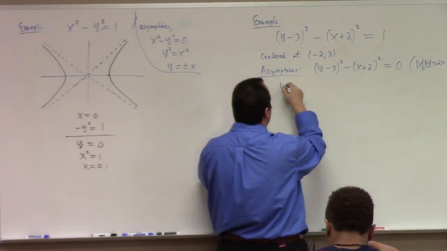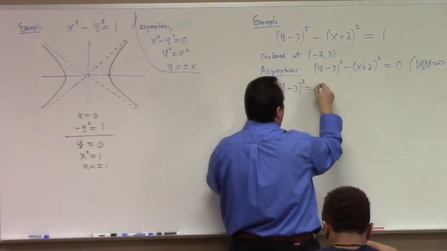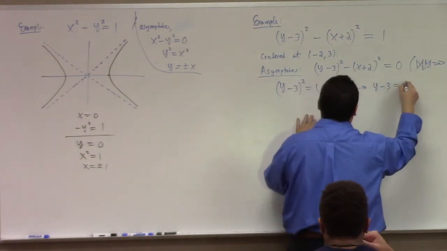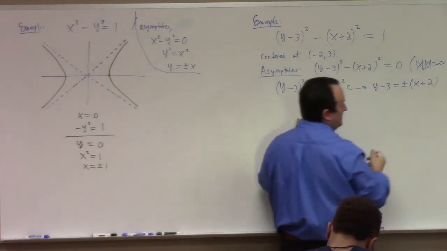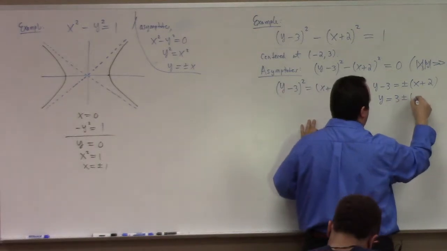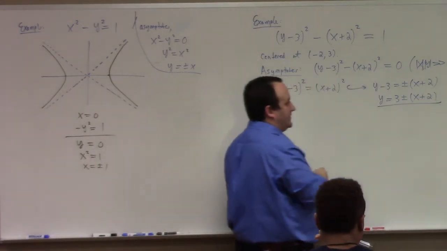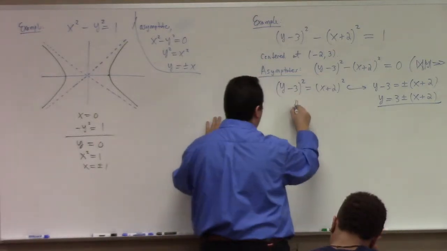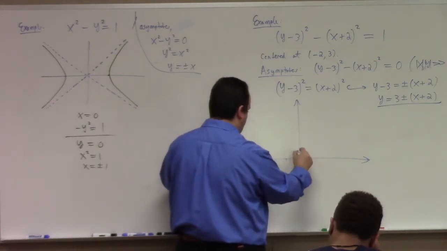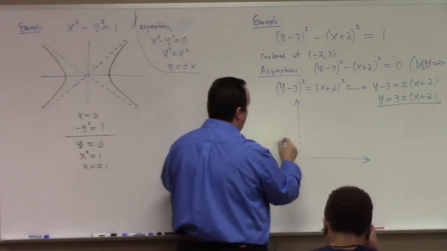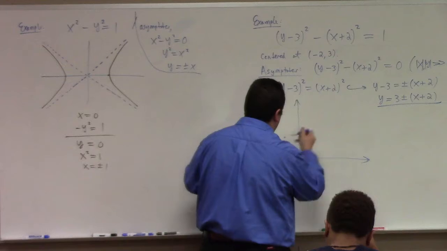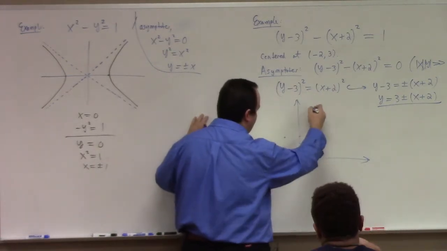Anyway, solve this equation. We get y minus 3 squared equals x plus 2 squared, which gives us y minus 3 is equal to plus or minus x plus 2, which is to say that y is equal to 3 plus or minus x plus 2. So those are your asymptotes, centered at minus 2, 3. They're lines with slope plus or minus 1, so that's easy enough to do.